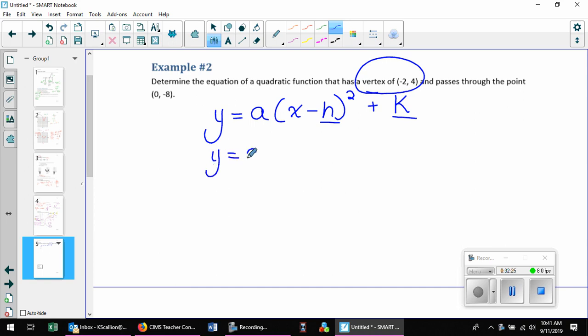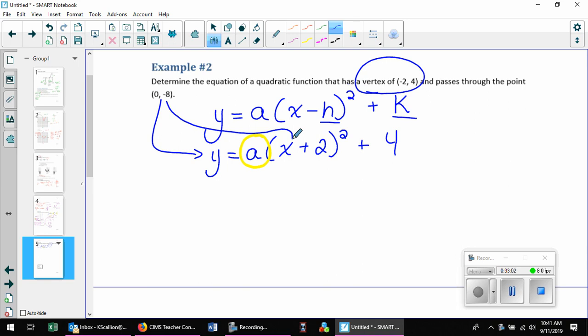So I have y equals a. Now it's a -2, so what's it going to be inside the bracket? +2. All right, so on the left, I'm trying to find my a. But luckily, you have another piece of information. It says the graph passes through the point 0 and -8. So what are you going to do with these? Plug it into x and y. So that's going to go there. So now I'm going to have -8 equals a 0.